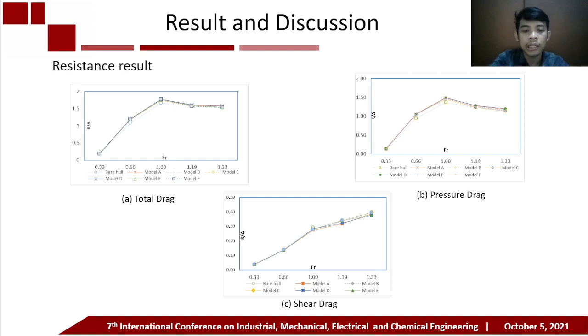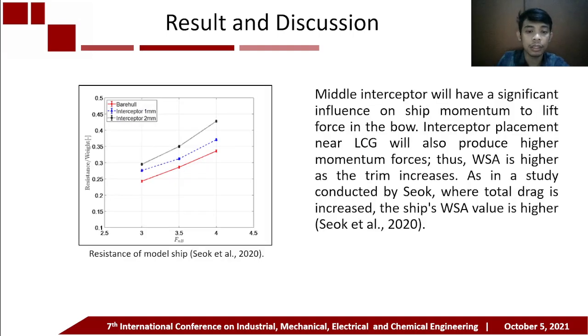In Star-CCM+, total drag is composed of two components. They are pressure drag as chart B and shear drag as chart C. This is the resistance of the model. A middle interceptor will have a significant influence on ship moment, giving lift force in the bow. Interceptor placement near LCG will also produce higher moment force. Thus, wetted surface area is higher as the trim increases. As in the study conducted by others, where total drag is increased, the ship's wetted surface area value is higher.